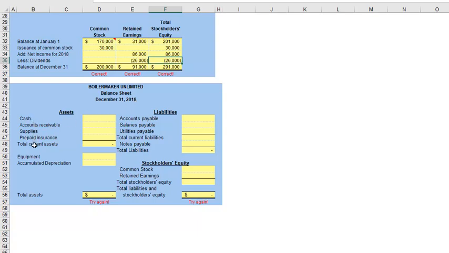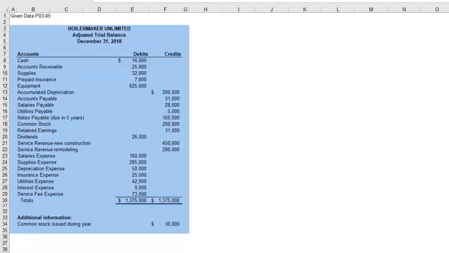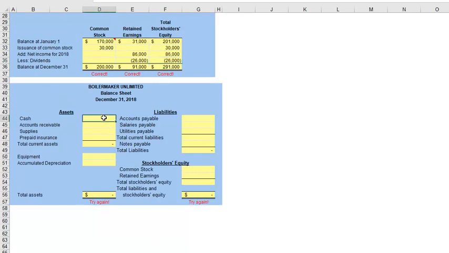Okay, let's go take a look. Cash, accounts receivable, supplies, and prepaid. These are all assets that we plan to use in the next 12 months. We have our equipment and accumulated depreciation separated, as those are going to be long-term assets. We plan to use our equipment for longer than 12 months. So let's look at our balances here. We have cash of 16,000, accounts receivable of 25,000, supplies of 32,000, prepaid insurance of 7,000, equipment of 625,000, and these go together, a contra account of 200,000 related to that equipment. So let's update this over here in our balance sheet.